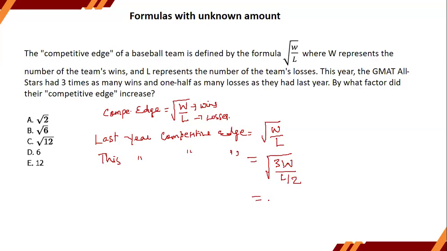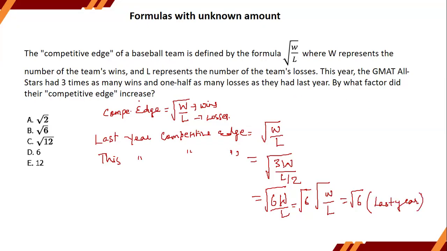So with this, we get 6 times W by L, right? So root of 6, we can write it separately also, root of W by L. And we know that root of W by L is the competitive edge for last year, right? And that is what the question is asking. By what factor did their competitive edge increase? So it increases by root of 6, right? So that's the answer to the question. We can eliminate all the other options.